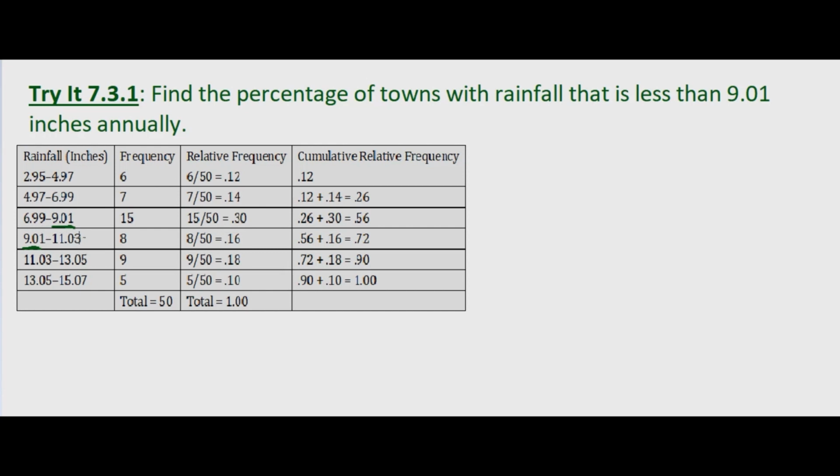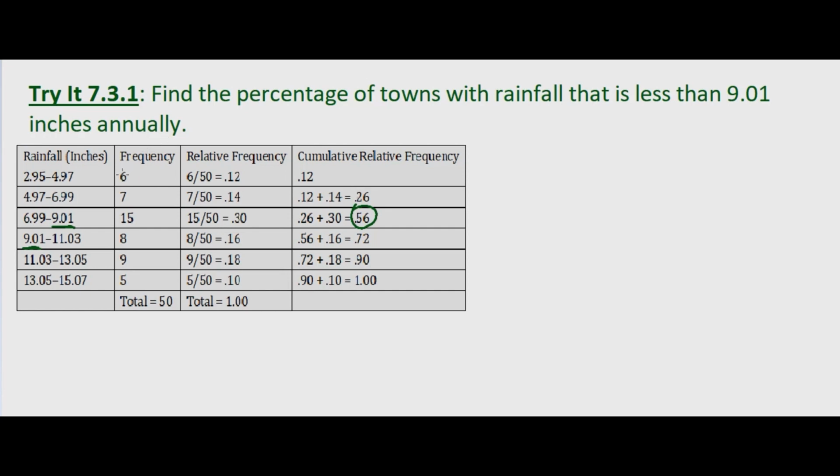So we want the total of the relative frequency, the percentage of these first three rows, because that's everything less than 9.01 inches annually. So we could simply just look at the cumulative relative frequency, 0.56. 56% of towns have rainfall that's less than 9.01 inches annually.